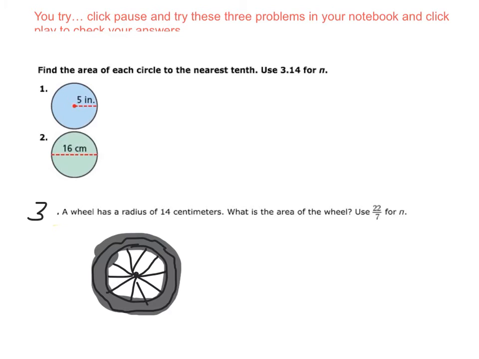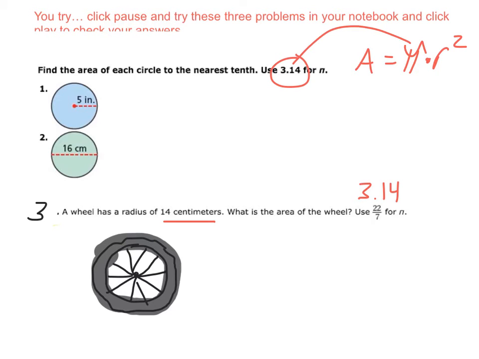You try. Click pause and try these 3 problems in your notebook, and click play to check your answers. For number 1 and 2, find the area of each circle to the nearest tenth, using 3.14 in place of pi. Remembering that the area of a circle is pi times r squared. Number 3, a wheel has a radius of 14 centimeters. What is the area of the wheel? Use 22 over 7 for pi. Remember in a previous lesson, 22 over 7 is a really close approximation of pi. So use it if you can. Otherwise, just use 3.14 for pi. Maybe we'll do it both ways. Good luck.